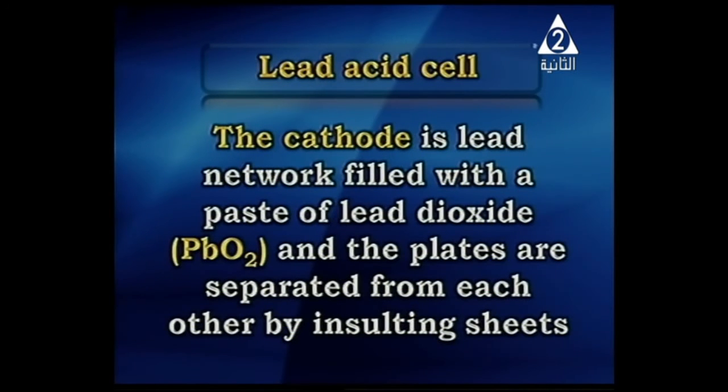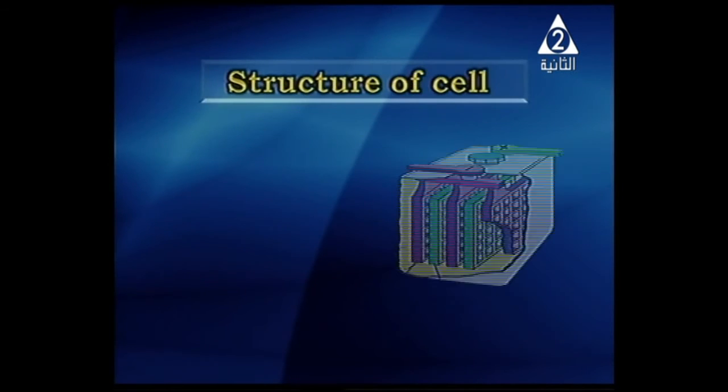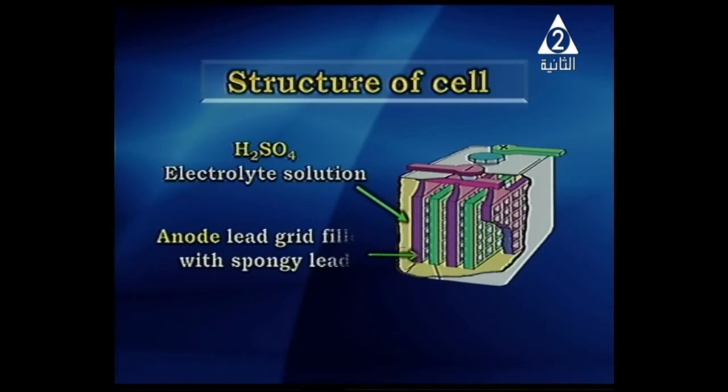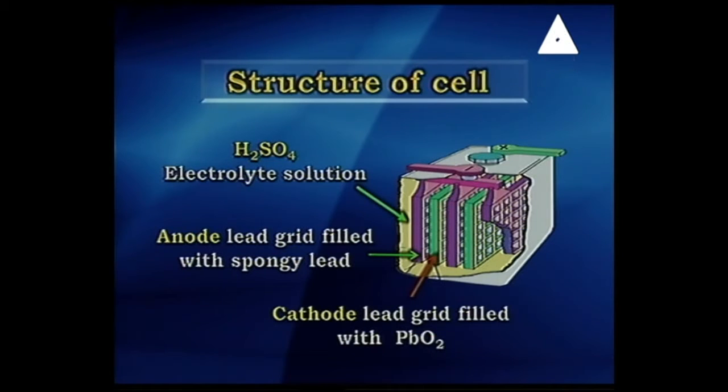So the network is filled with the paste of lead dioxide, PbO2, and the plates are separated from each other by insulating sheets. So we have an insulator between these two sheets, between lead and lead oxide. So this is the lead acid cell, and we have the structure of this cell from inside. We have the H2SO4 found here as an electrolyte, and we have the anode, lead, filled with the spongy lead. And after that we have the cathode or positive pole.